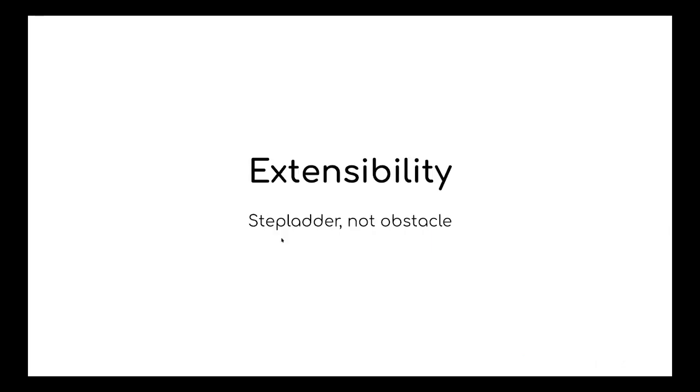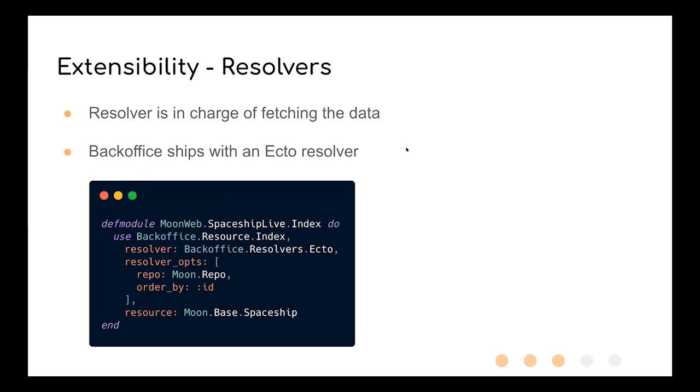All right, so extensibility. That concludes the previous one. Extensibility is about not stopping you from doing more than what the framework provides, right? So I guess the first thing is resolvers. We touched on it a little bit, like how you would use it in your modules. But what a resolver is, is that it basically is in charge of fetching the data. And Backoffice ships with an Ecto resolver. But what does it really mean, right? This was not the first idea that I had in my mind, but I can get into that later.